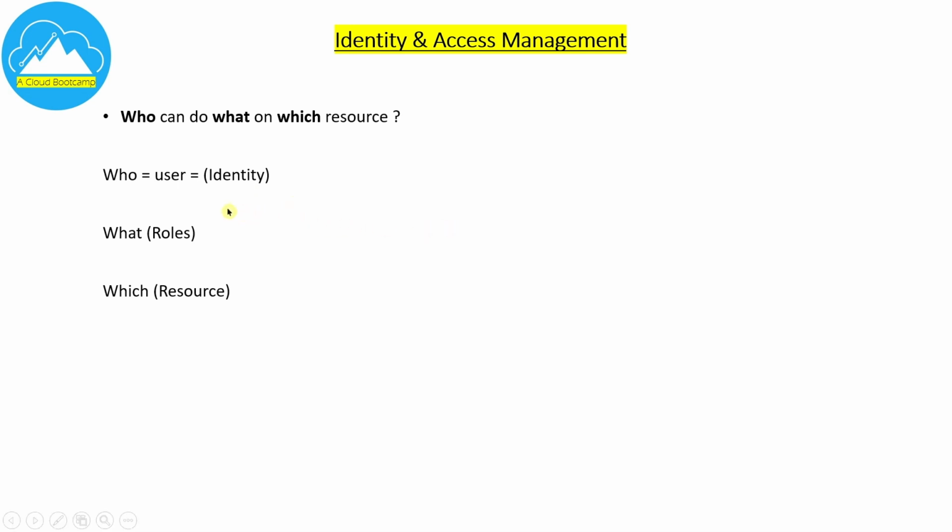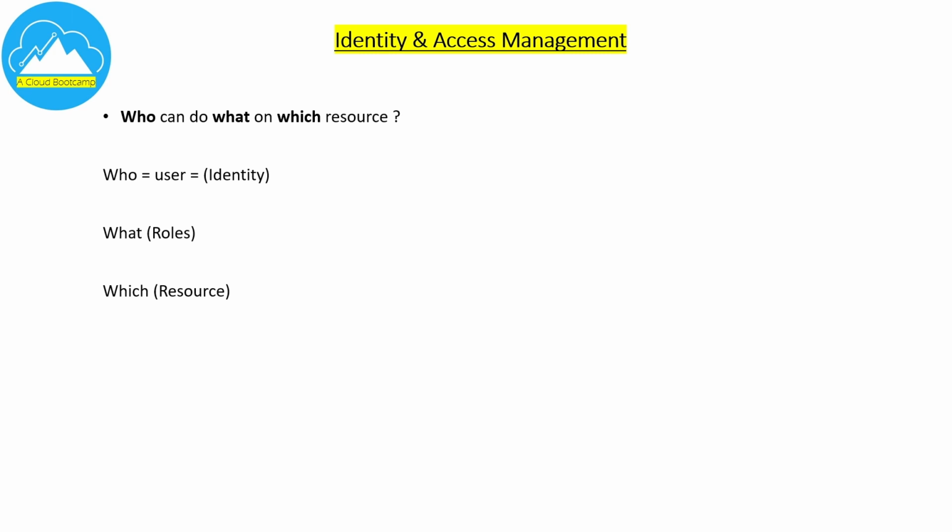And the second one is what, who can do what. So the what is nothing but the roles. On a high level you might know that roles are nothing but a collection of permissions which you assign. And the last one is which resource. We have multiple resources in Google Cloud, like virtual machine, which is called Compute Engine, Google Compute Engine, GCE, Google Cloud Storage, Cloud Functions, and so on.